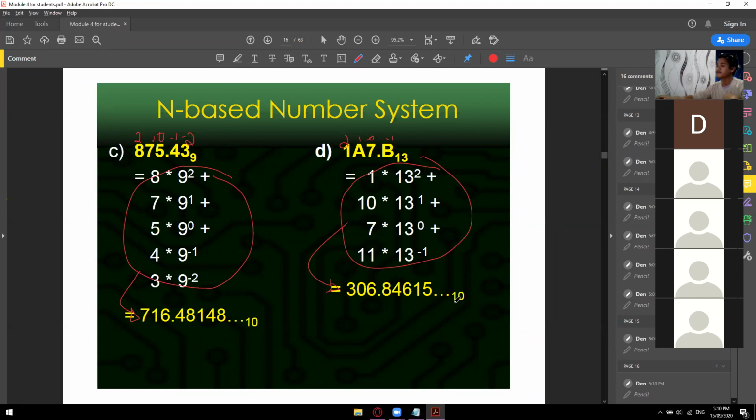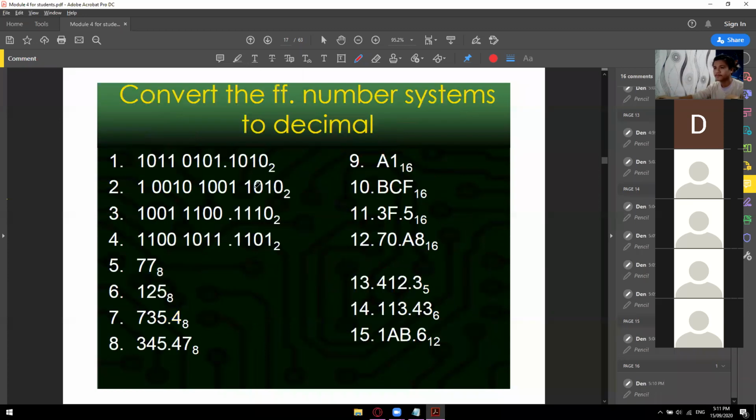And then do not forget to include the base. Okay, so again, this is an indicator that you have already converted this base 13 to 10 or the decimal, and then this base 9 to decimal. Okay? So I hope clear itong part na to. So my question, just interrupt me anytime.